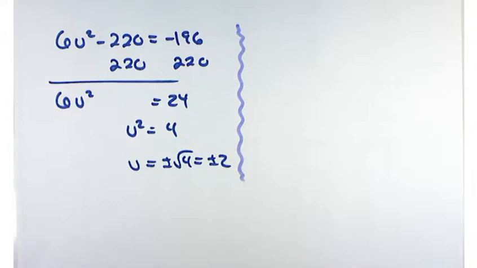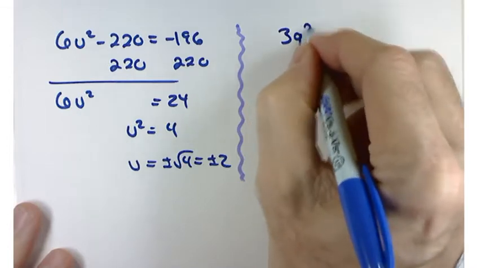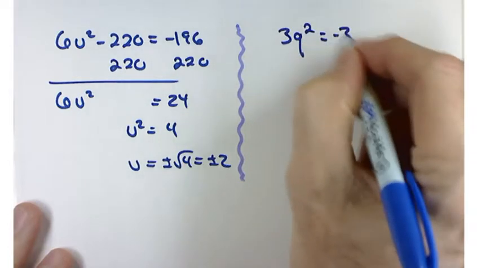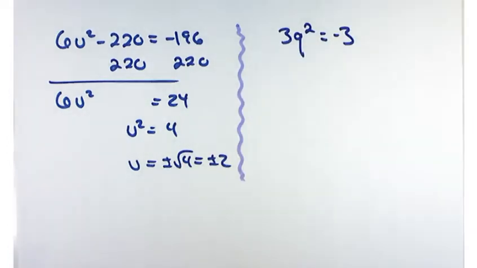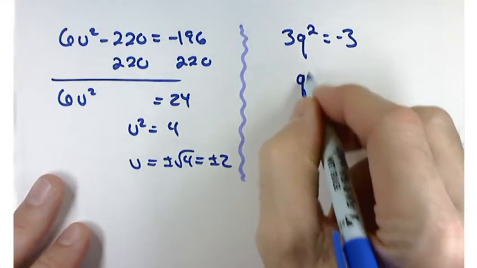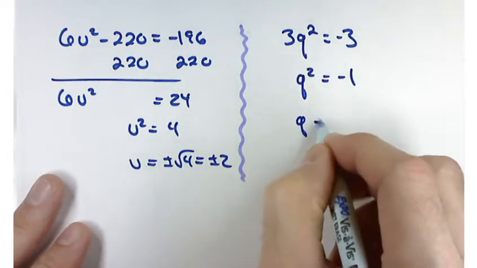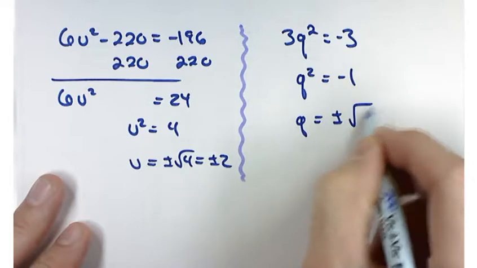Let's try another one. And Elise, this is getting to your question just a minute ago. 3q squared equals negative 3. Work me through this one. What would you do first? Divide by 3. Q squared equals negative 1. So q would be plus or minus the square root of negative 1.